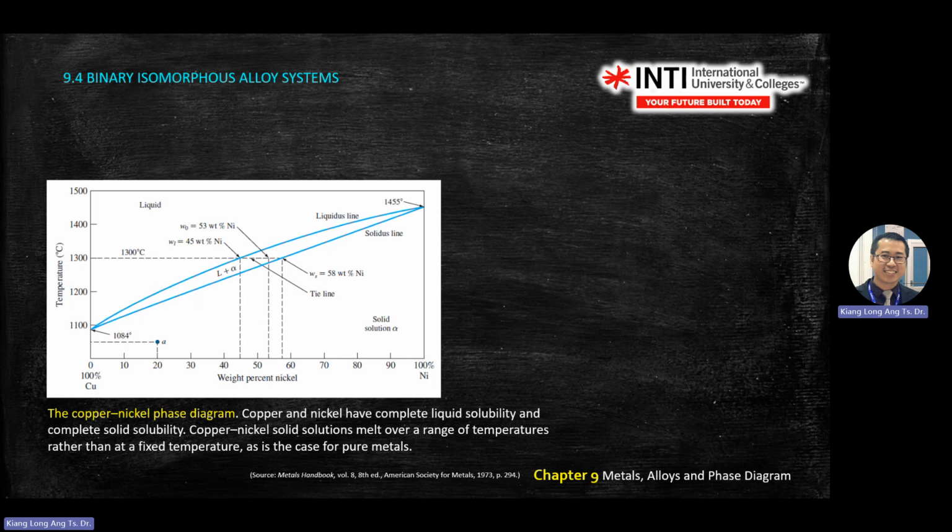How many types of phases can you see on the graph here? How many phases? What do you have? Can you name the phases?